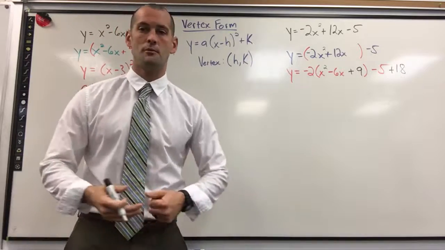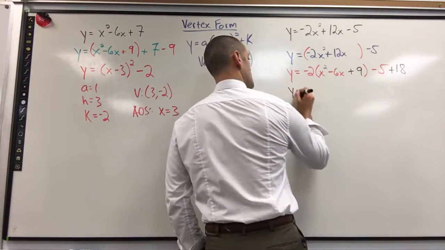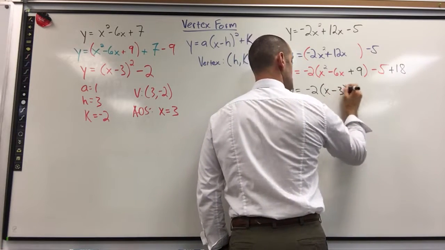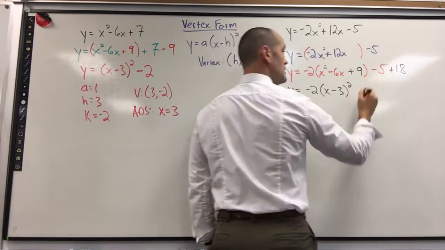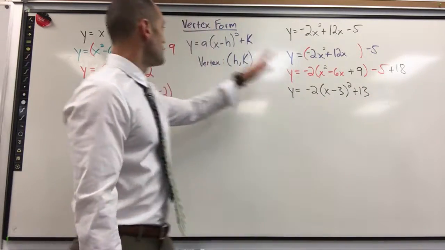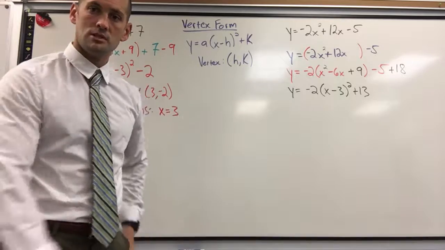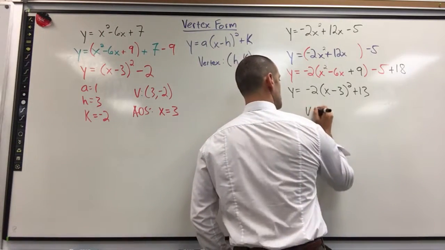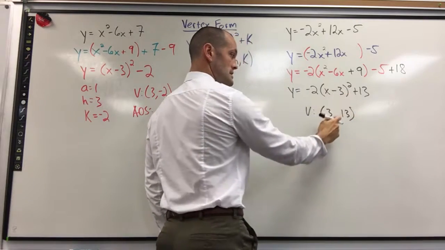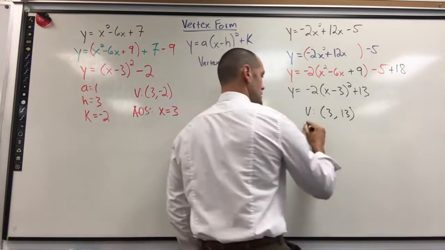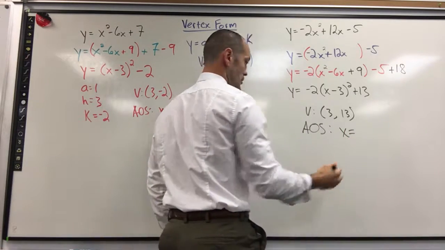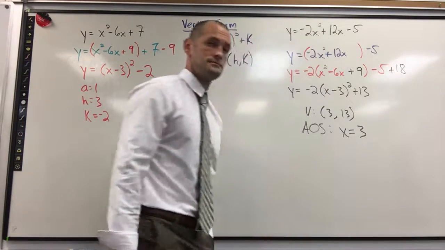All right, simplified, and we got our result. y equals negative 2, quantity of x minus 3 squared, plus 13. I now have my vertex form of an equation. Let's go straight to what we need. The vertex is 3, 13. h is opposite, k is okay. My AOS, x equals, extremely important, 3.